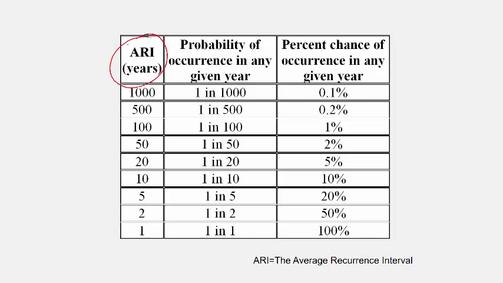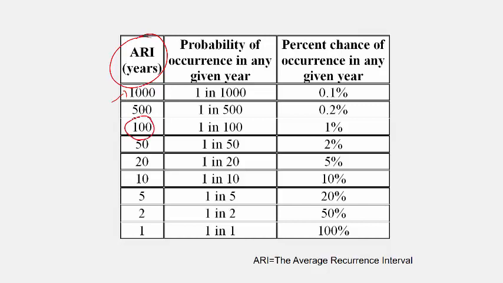The average recurrence interval, or just recurrence, as it can be called as well. If it's a 1,000-year average recurrence interval, that means this is a storm that can happen every 1,000 years, or the probability that that specific storm occurs in any one given year is 1 in 1,000, or 0.1%.